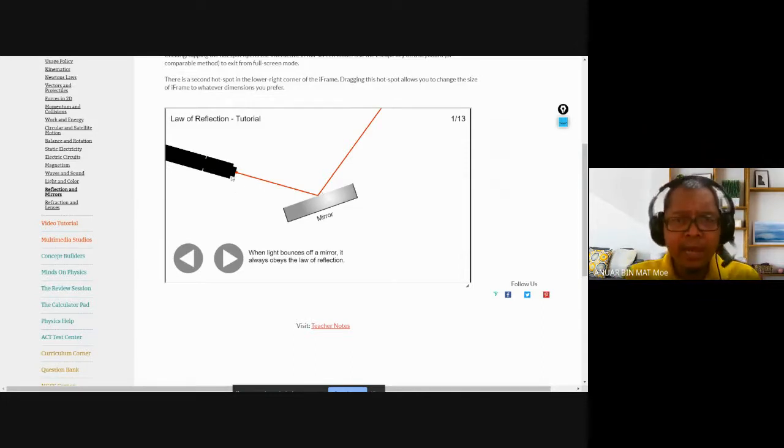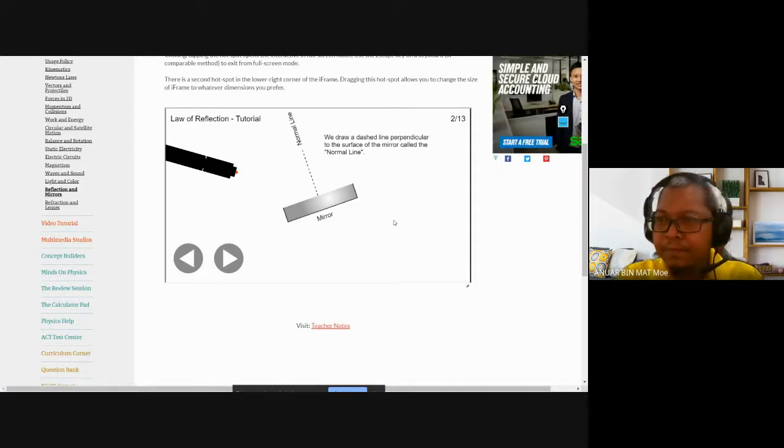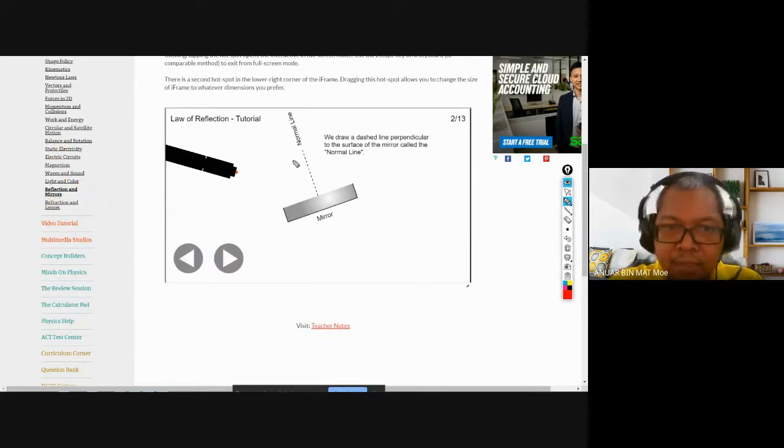You can see here, by using a laser, it will bounce off the mirror. So this is what we call the reflection of light. At the middle, exactly at 90 degrees, class, this is what is called the normal line. The normal line is 90 degrees.